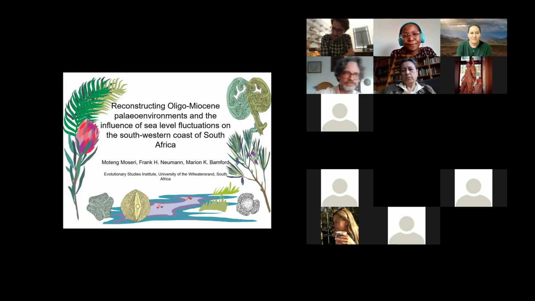Firstly, I might have missed this, but how do you know that your grasses are C4? Is that something that you can identify as C4? Forgive me if I missed that.